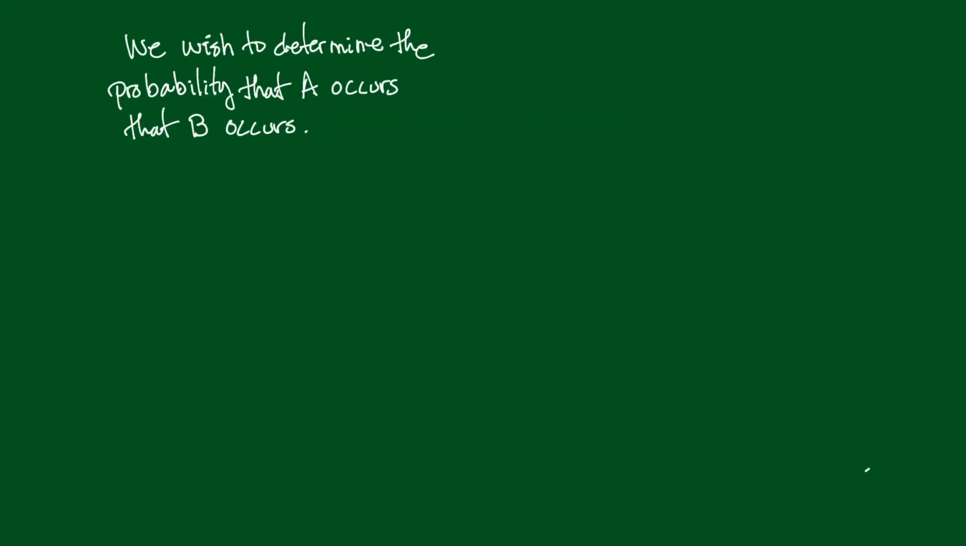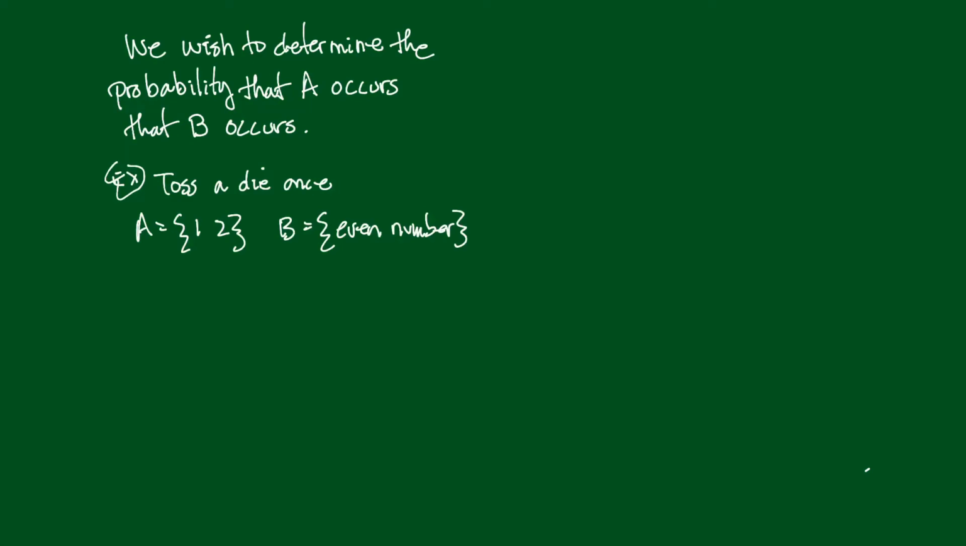All right, now conditional probability is this. What we want to do is find the probability that some event A occurs given that some other event B has already occurred. Here's an example. You toss a die once, and A is going to be the event getting a 1 or a 2. So if a 1 or a 2 comes up, A occurs. B is the event, an even number. So if a 2, 4, or 6 comes up, B occurs.